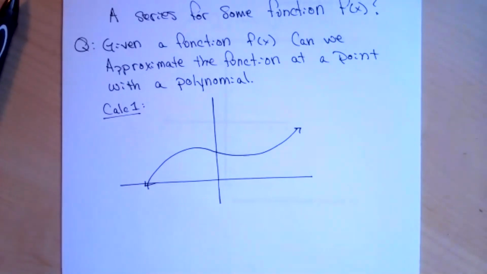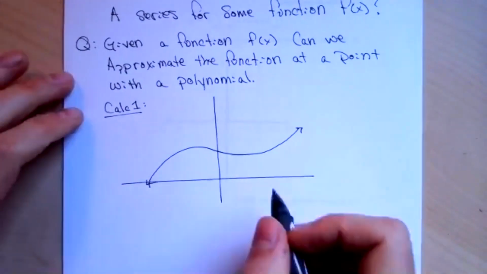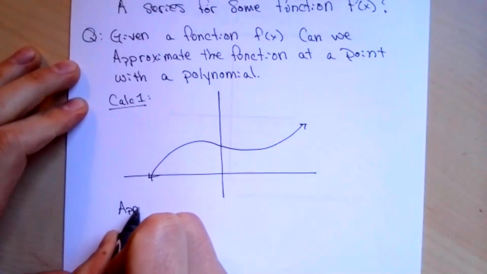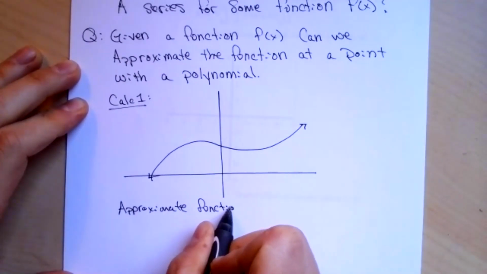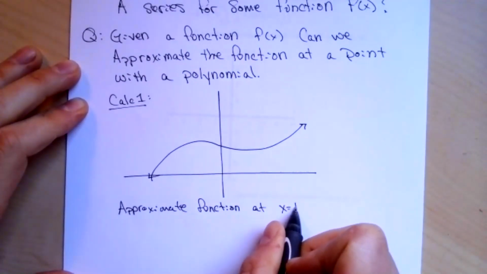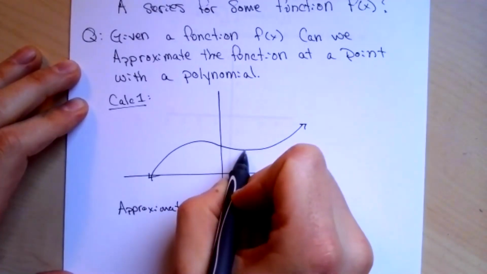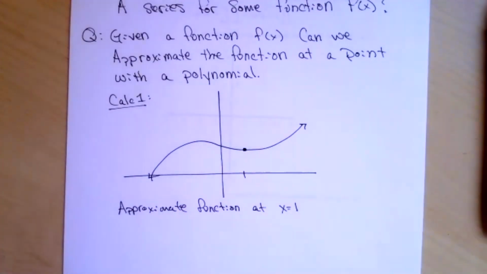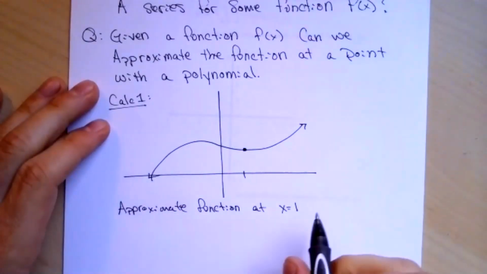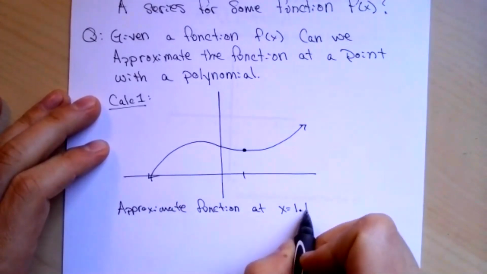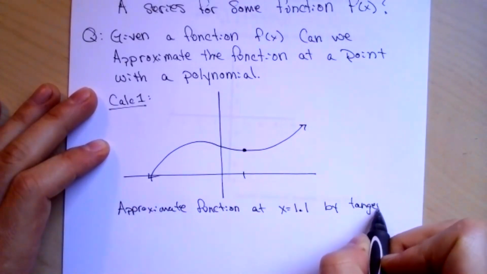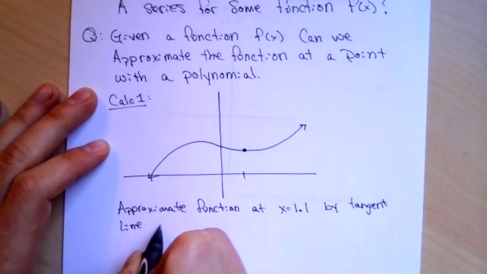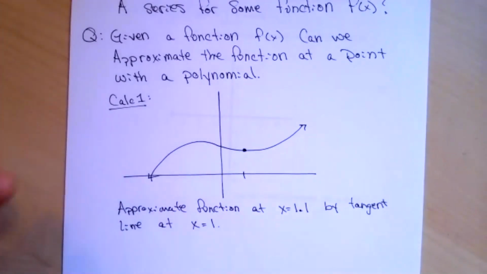And what we would do is, say we wanted to approximate the function at, say, x equals 1. So we find x equals 1, and maybe we can't compute that value, or let's do this. Approximate the function at x equals 1.1 by a tangent line at x equals 1. So hopefully you guys saw some of those.